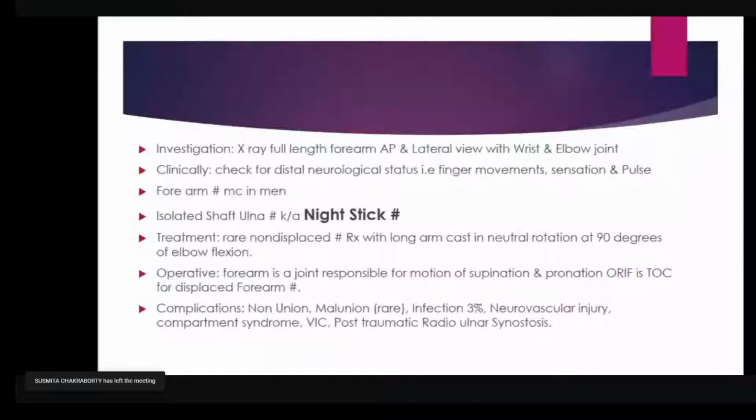Now I want to teach all of you two basic things. Whenever you prescribe an X-ray, the X-ray should consist of one joint proximal, one joint distal. For both bone forearm fracture, the proximal joint is elbow, distal joint is wrist. So you should incorporate full length forearm along with elbow and wrist. And X-ray: two joints and two views.